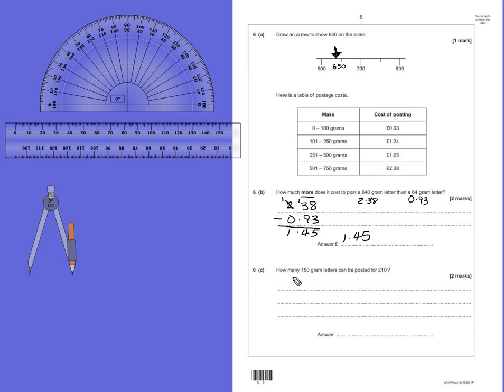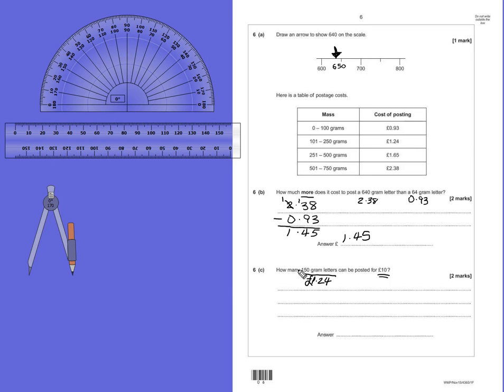For question 6c, it says how many 150 gram letters can be posted for £10? So we know we're dealing with 150 gram letters. We're going to have to find out how much that costs. And we know it cannot go above £10. Looking at the table, it says between 100 and 250, which is where 150 grams will be, is £1.24. So we're going to see how many times £1.24 will go into £10.